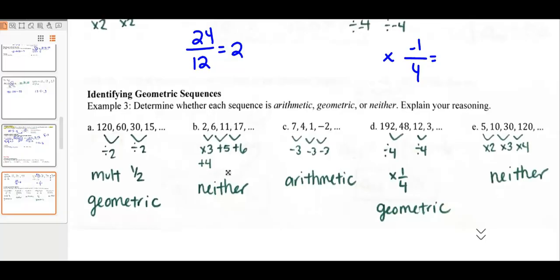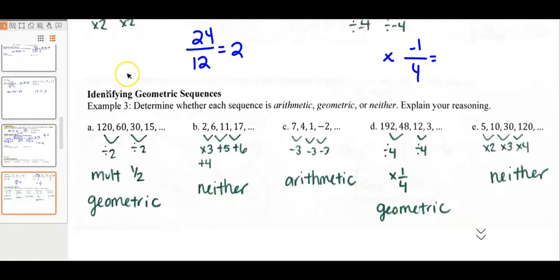Therefore, it was neither. C was subtracting 3 every time. That would make it arithmetic. D was dividing by 4 every time, or again, multiplying by 1/4, which would make it geometric. Again, E had a cool pattern. They times by 2, then they times by 3, then they times by 4, so you would think multiplication would make it geometric. But again, that ratio would have to be the same number to make it geometric. Okay? So that's kind of figuring out arithmetic and geometric sequences and figuring out a pattern.